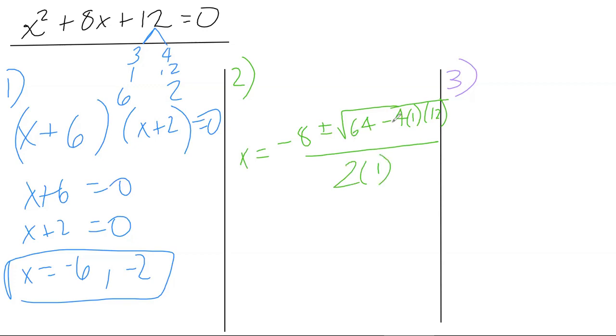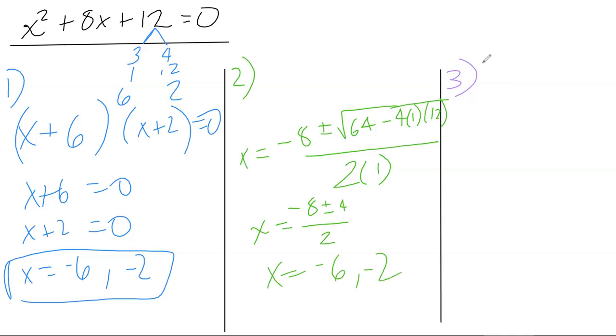All right, so 64 minus 48, that's just equal to 16. So that's negative 8 plus or minus the square root of 16. The square root of 16 is equal to 4. So we get negative 8 plus or minus 4 divided by 2 is equal to x. Well, negative 8 plus 4, that's equal to negative 4, divided by 2 is equal to negative 2. And negative 8 minus 4 divided by 2, that's equal to negative 12 divided by 2, which is negative 6. So x is equal to negative 6 and negative 2.